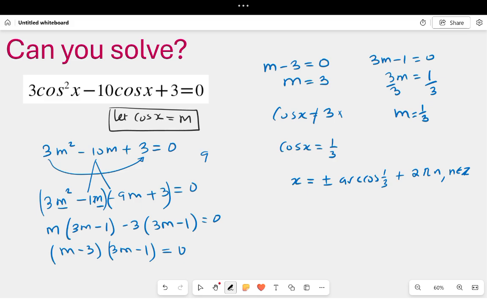And why did we use 2 pi n? It's because, for every period, 2 pi n, we can have all the periods up to negative infinity or all the way to positive infinity. Okay, so this one will be our general solution.